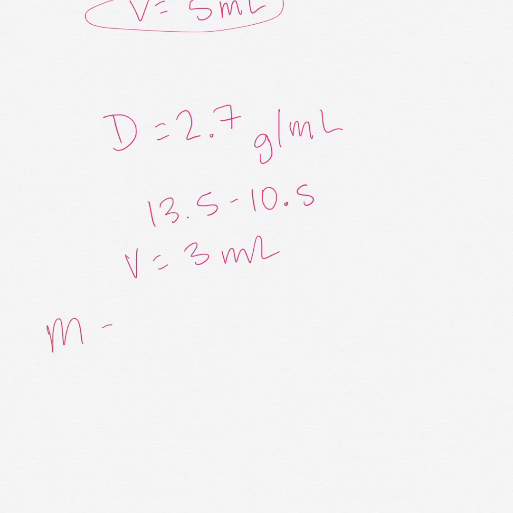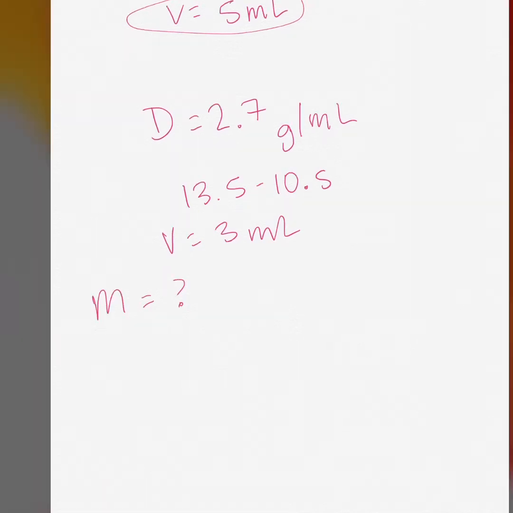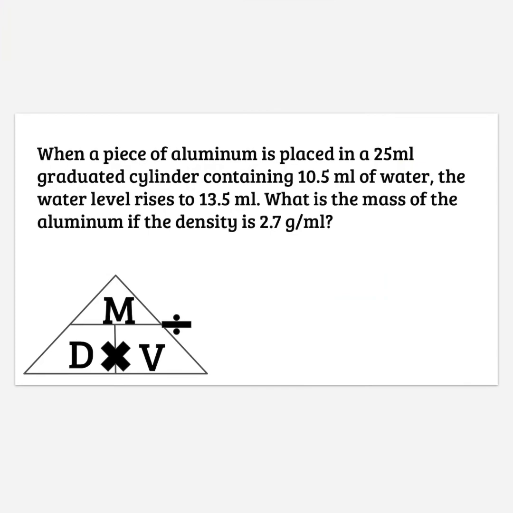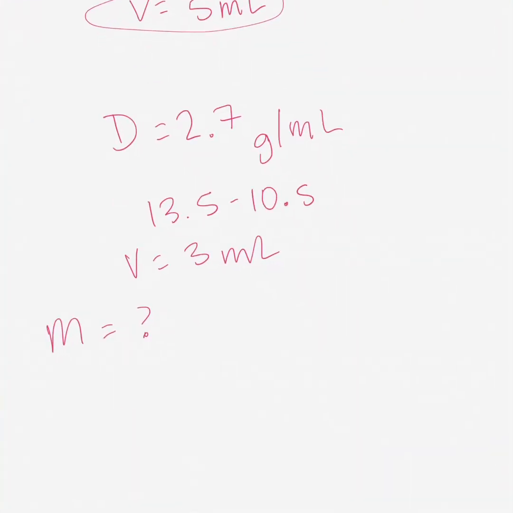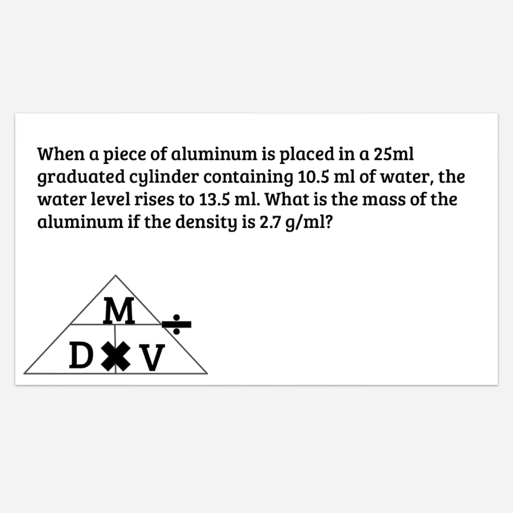And we're looking for mass. So if I'm using this little triangle, density times volume will give me the mass. So 2.7 times 3 will give me the mass. Mass is going to be in grams. So y'all can solve that on your own. That is it for today's notes. If you guys have any questions, go watch that TED Ed video on density.